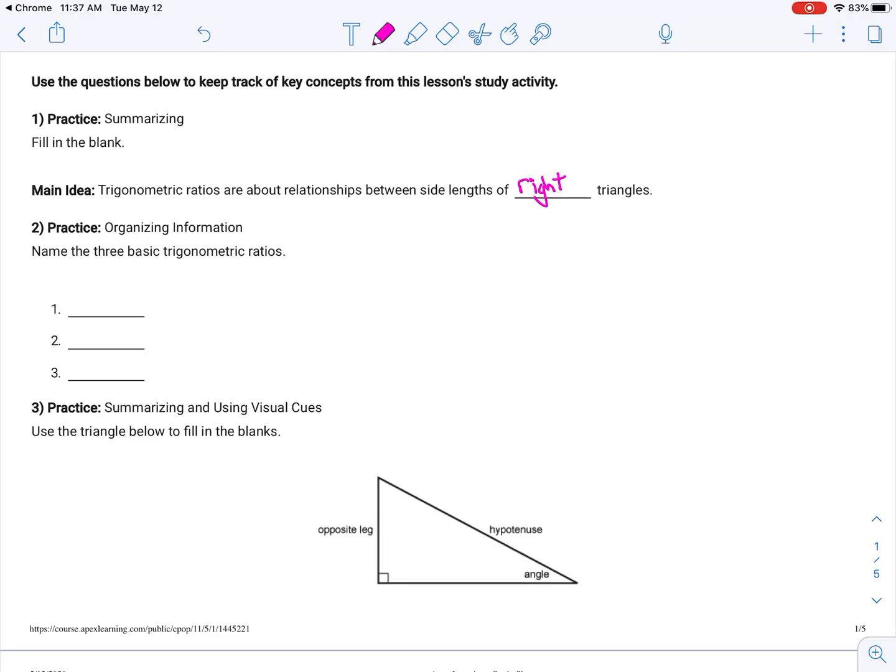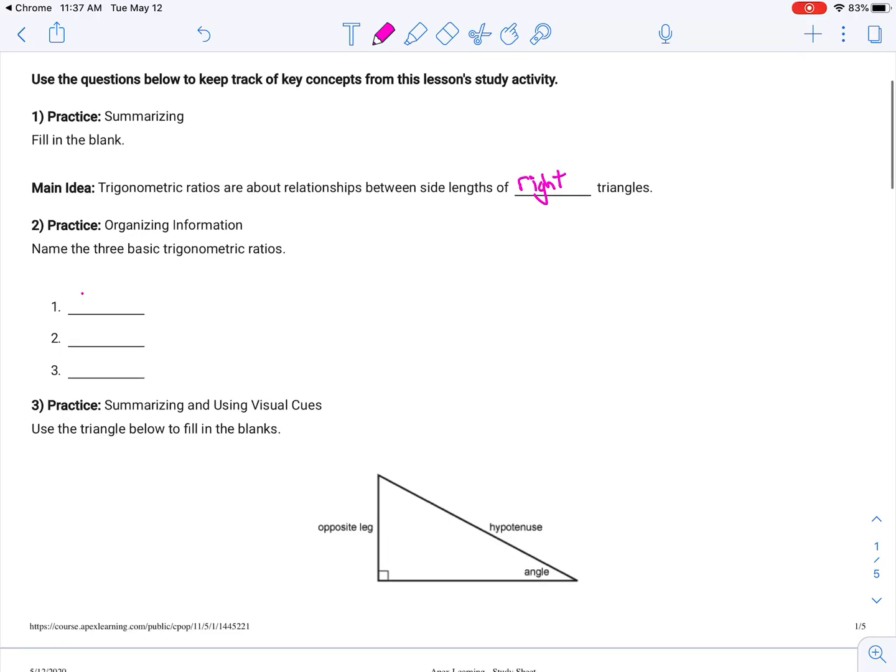2, organizing information. Name the 3 basic trigonometric ratios. You have sine, cosine, and tangent. On your calculator, it's these 3 buttons. Maybe you've always wondered what they would do.